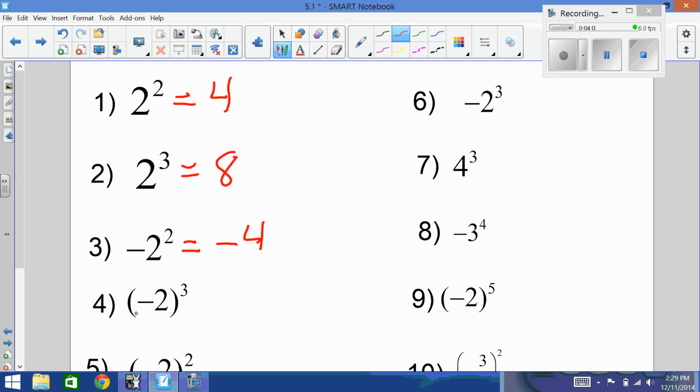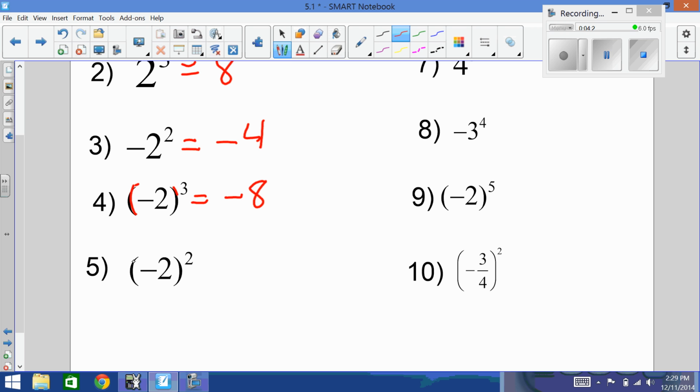All right, the next one. Now I have a negative inside parentheses, so that means I have to look at the exponent. It's 3, that means odd, so my answer is going to be negative. And then 2 times 2 times 2 is 8. Number 5. I have a negative inside the parentheses, so now we have to look at the exponent. It's even, so my answer is going to be positive. And 2 squared is 4. So I get positive 4 as an answer.